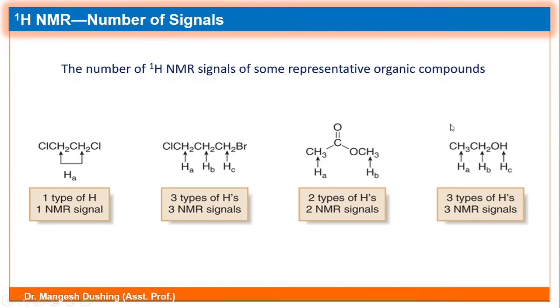Now the third example is ethanol. Now this CH2 is attached to the oxygen and on one side is CH3. So this is a different type of proton, HB. Now this CH3 is a different type. There is no other CH3. So this will be a different type.